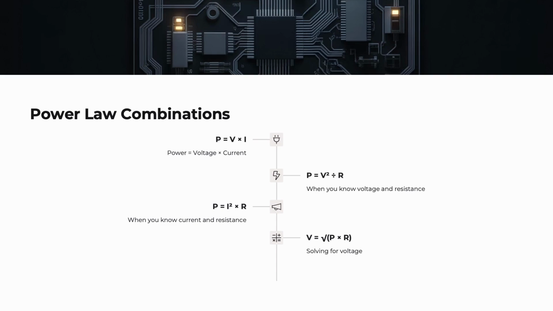Here are the most useful combinations. If you want to know voltage and resistance, you can use P equals V squared over R. If you want to know current and resistance, then P equals I squared times R. If you want to solve for voltage when you know power and resistance, it's the square root of P times R. These variations are especially useful when sizing cabling, planning power budgets, or designing audio systems where impedance matters.